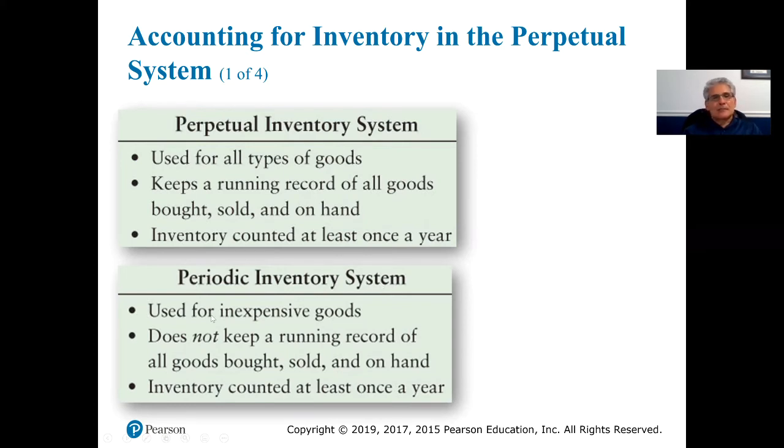A periodic system is used for inexpensive goods. A periodic system does not keep a running record of all goods bought, sold, and on hand, but instead counts its inventory at the end of the year. And in that periodic system, we're learning how to compute inventory and the cost of goods sold.